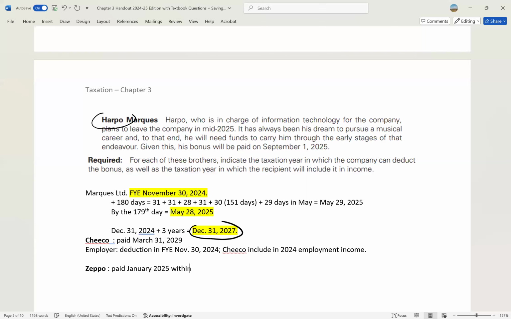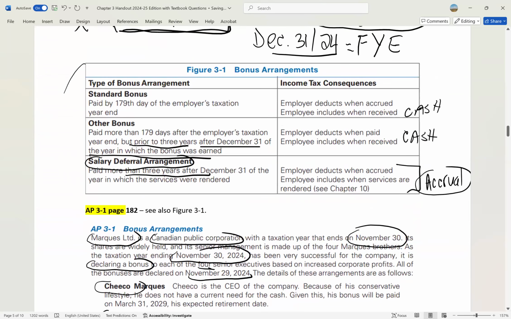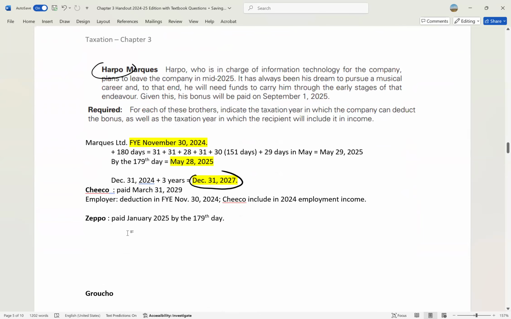And so that's by the 179th day. So remember, the 179th day was May 28th, 2025. And so once again, if we go up to the chart here, this is going to be a standard. Employer will deduct when accrued, when it was declared. Employee includes when received. So we look to Zeppo.